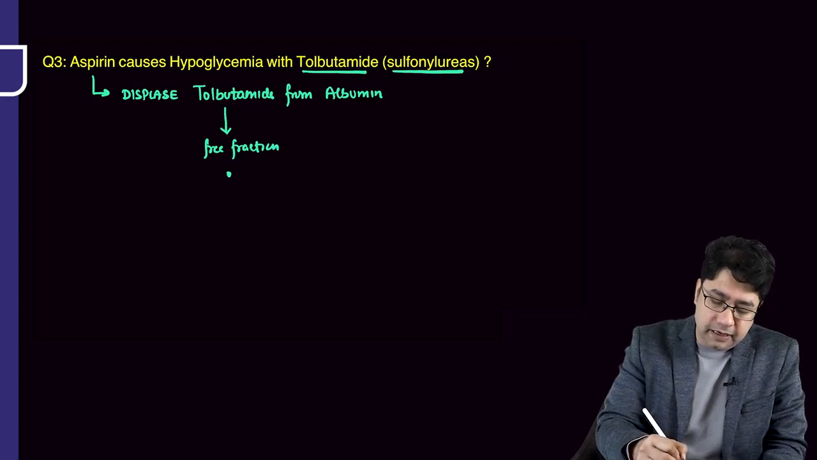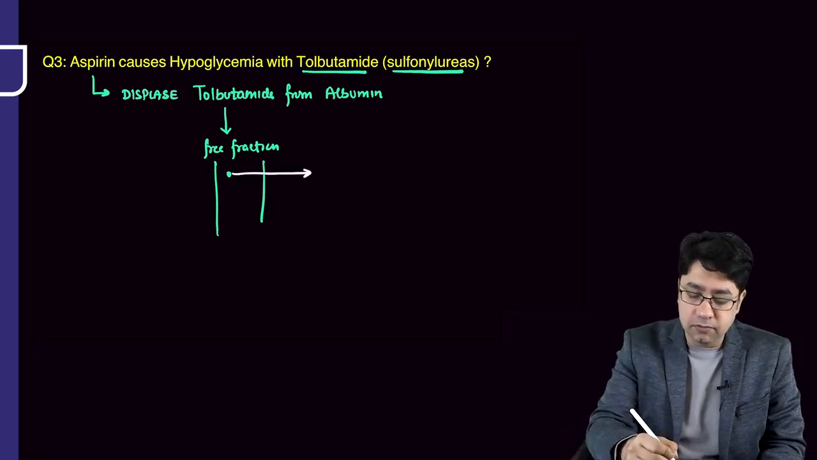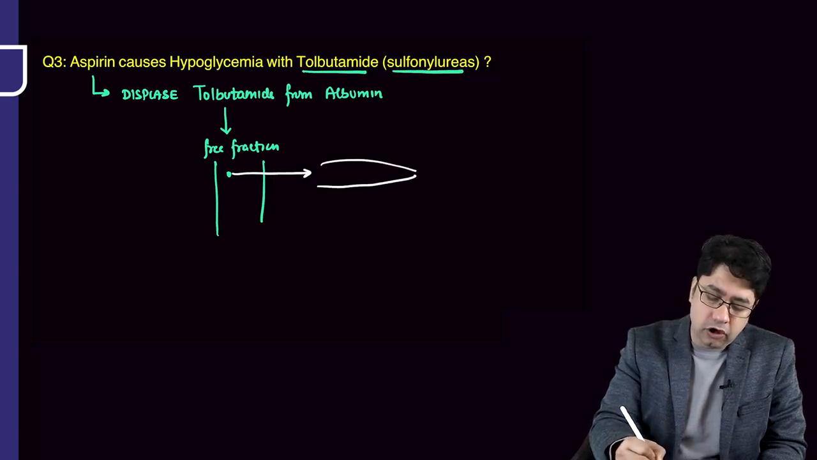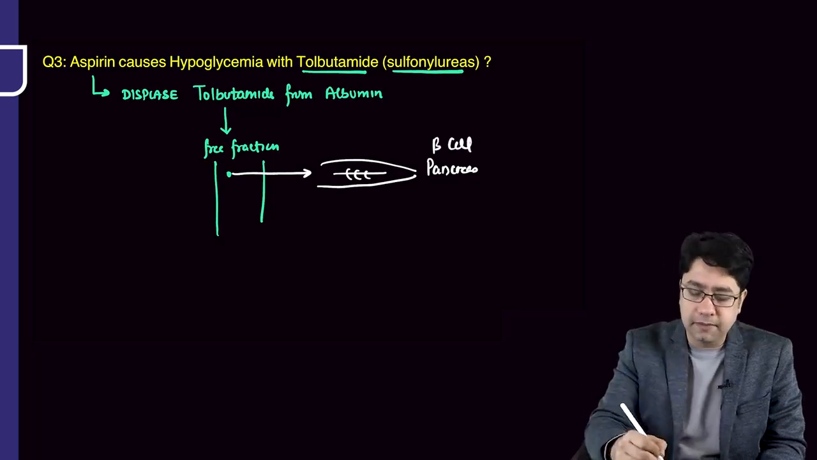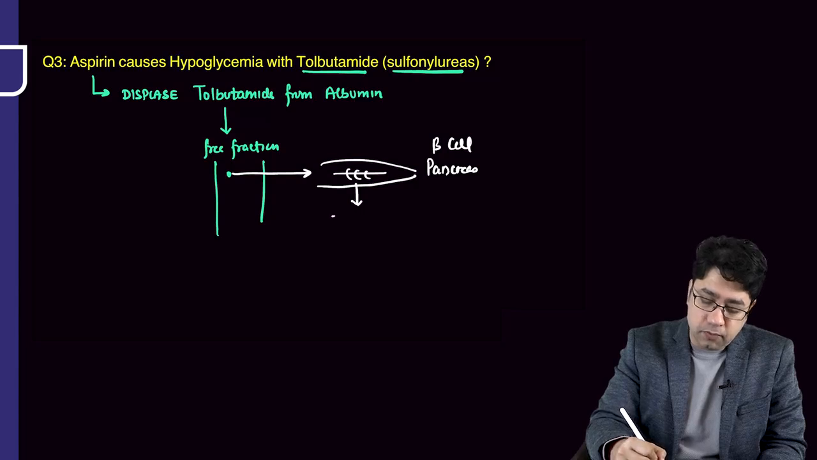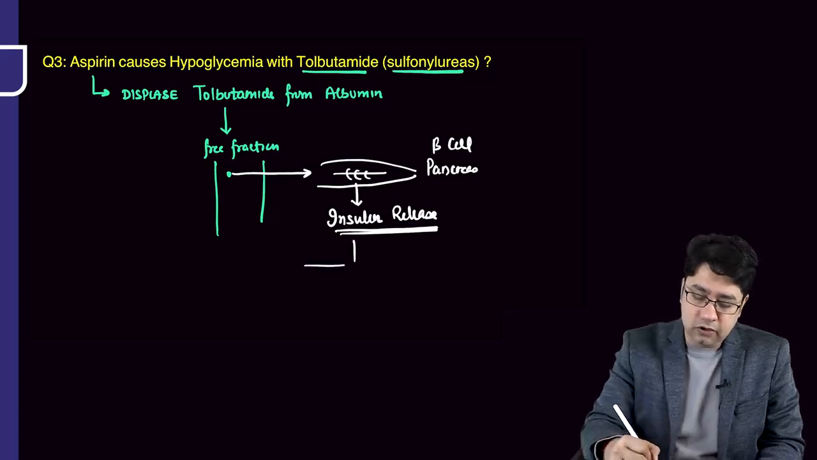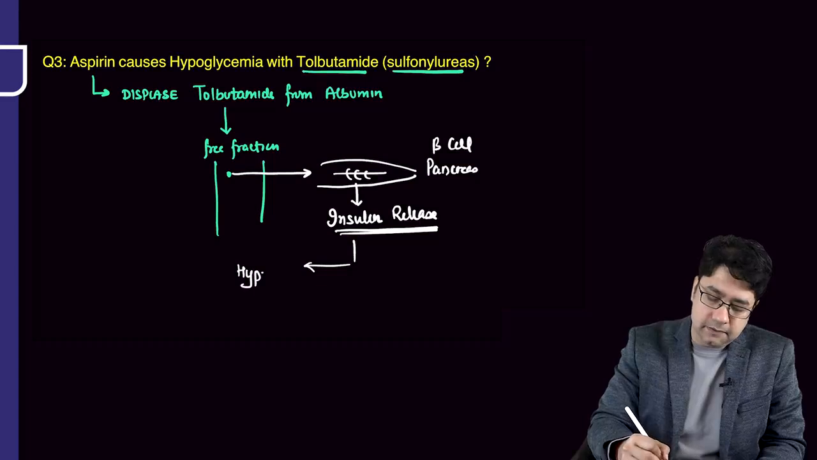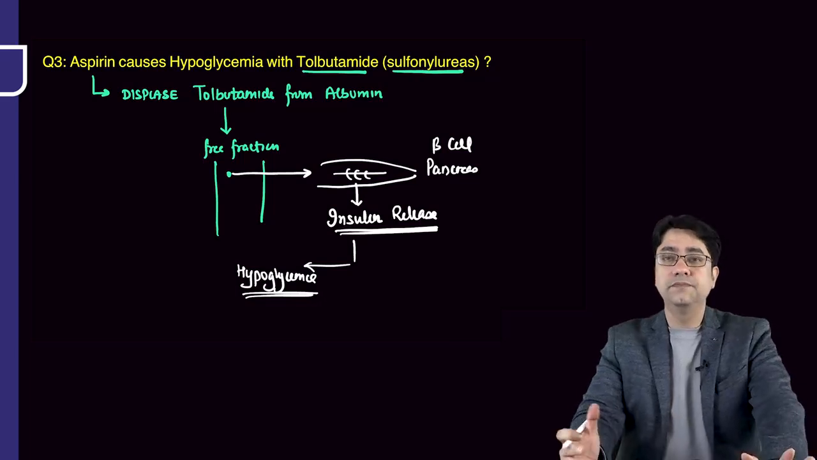And if this tolbutamide increases in free form, it will go into the organs. Its volume of distribution will increase. And tolbutamide enters the pancreas. And in the beta cells of the pancreas, the action of tolbutamide and sulfonylurea is to promote insulin release. So these are the drugs for diabetes which cause insulin release. Insulin release will lead to hypoglycemia. So now more tolbutamide will enter the pancreas. So it leads to hypoglycemia.